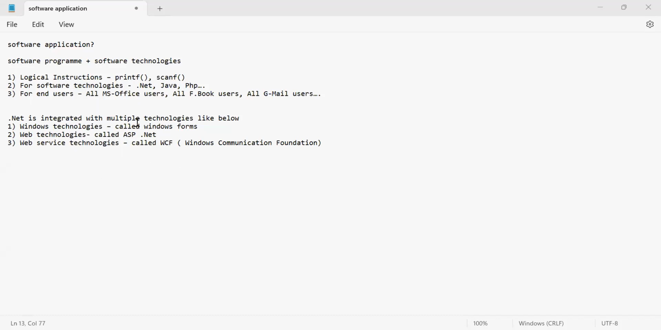So .NET is integrated with multiple technologies. We can develop Windows technology using .NET. We can develop web technology using .NET. We can develop web service technology, also using .NET. .NET is the software platform, so it is helping us to build all of this: Windows, web, or web services.